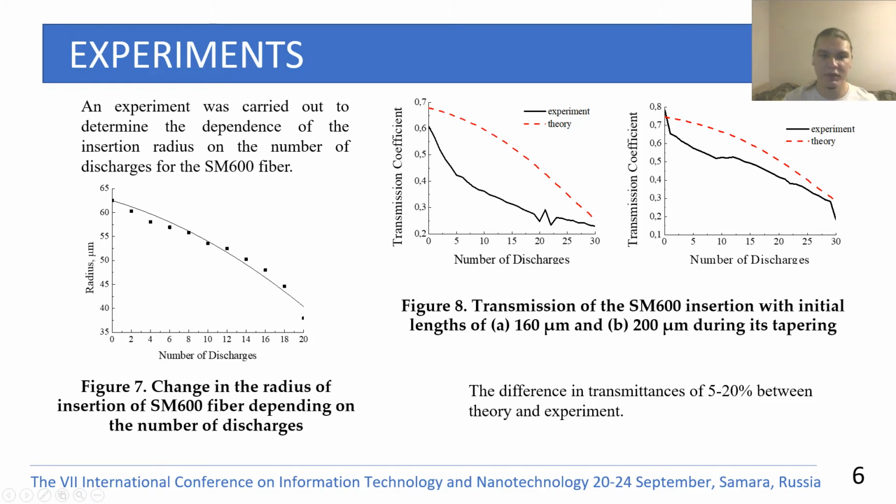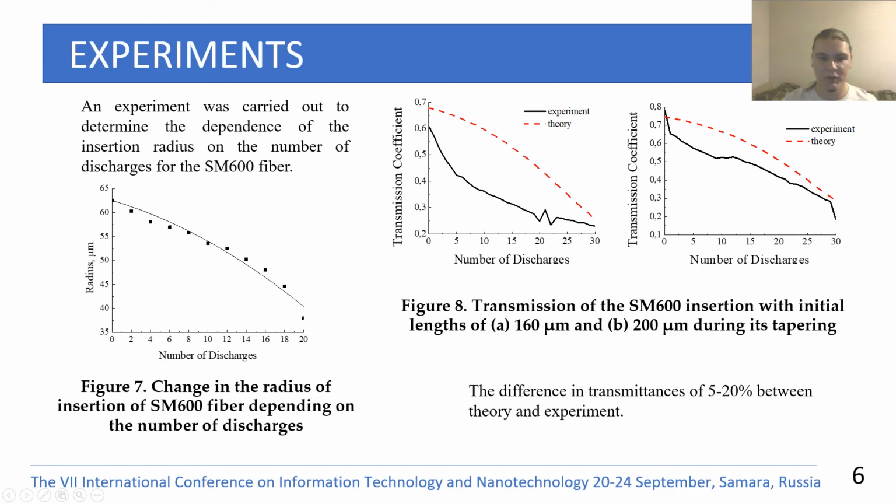Using this dependence when calculating the transmission of the taper, it's possible to obtain more realistic values of the transmission coefficient. The experiment used an arc time of 180 milliseconds. The relationship is shown in Figure 7. The experimental results were approximated by a polynomial of the second degree. Based on the approximation, it was assumed that in 30 discharges, the insert radius decreased from 62.5 micrometers to about 21.5 micrometers.